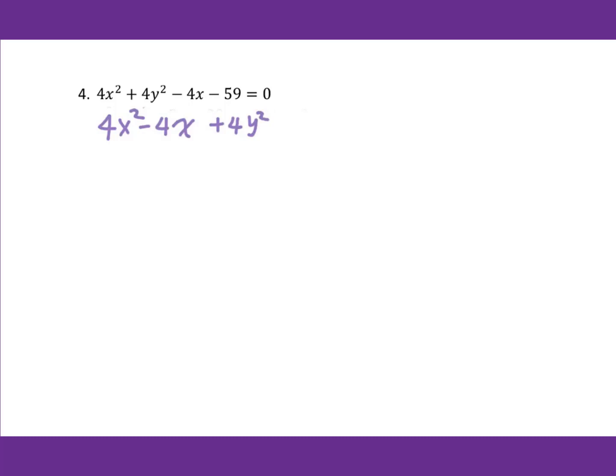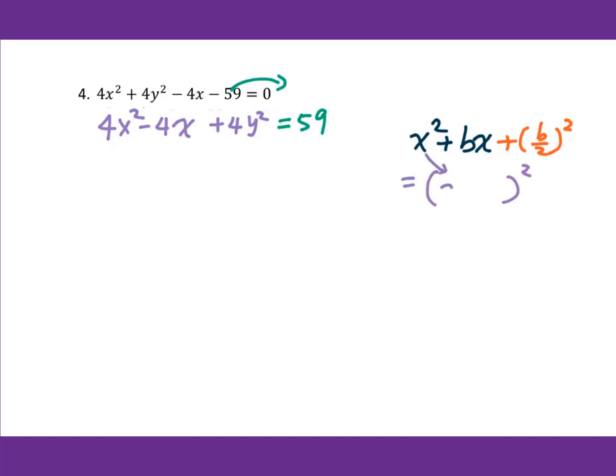Then move the constant number to the other side. You got 59. Then remember, for completing the square, you have to make it x squared plus bx. Then you can add b over 2 squared. So you will get something squared. Here's x, here's a, b over 2.